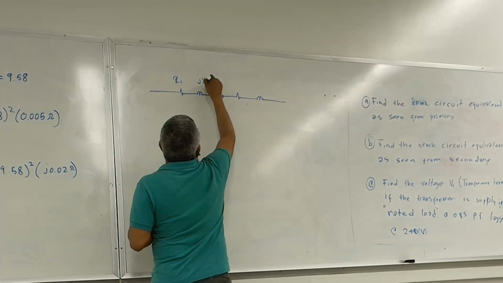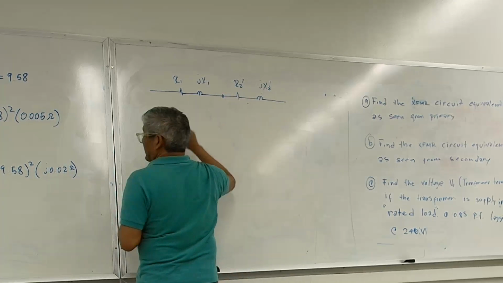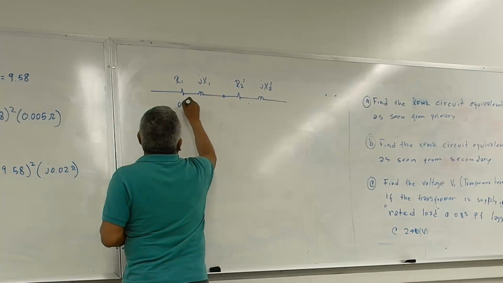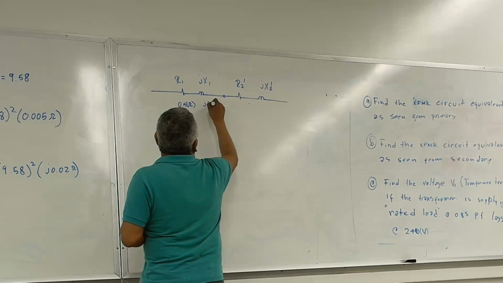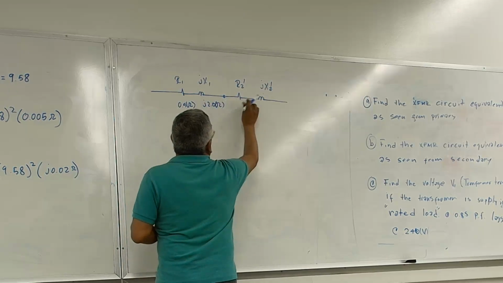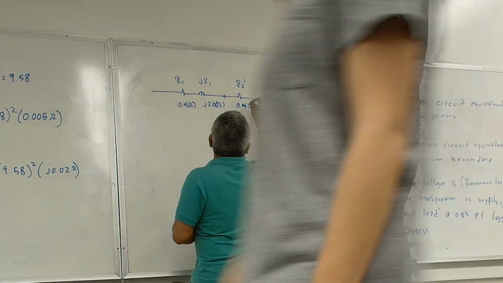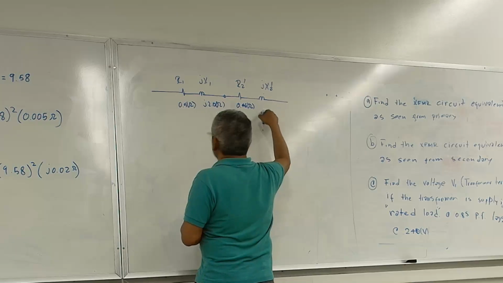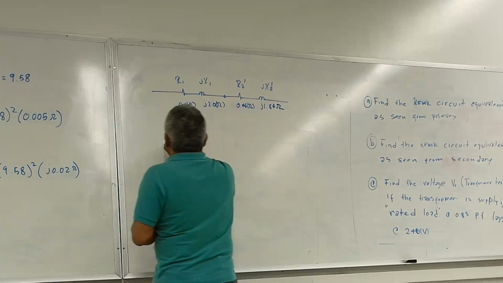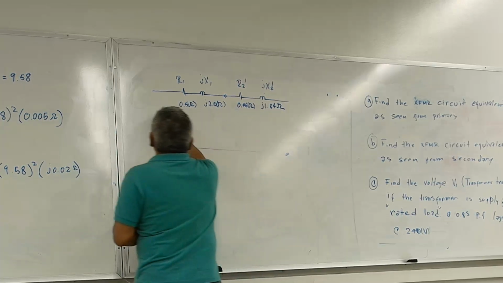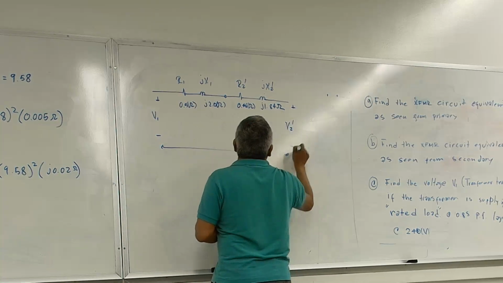R1, JX1, R2 prime, JX2 prime. Again, this was 0.5 ohms, and J2.0 ohms. And this one right here is 0.46 ohms. And this right here was J1.84 ohms. Okay, V1 plus minus, we can say V2 prime plus minus.